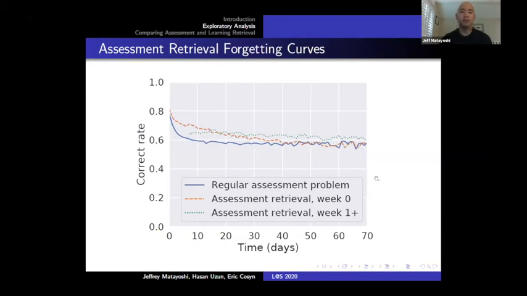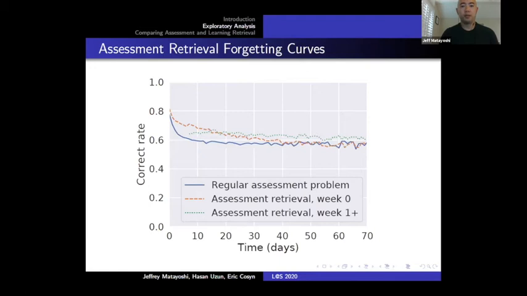And this is consistent with what's in the literature on retrieval practice and educational psychology. The caveat is that timescales typically there are much shorter than what we're looking at here, but at least at a high level, it's consistent with what previous studies have shown. So that was one interesting result.